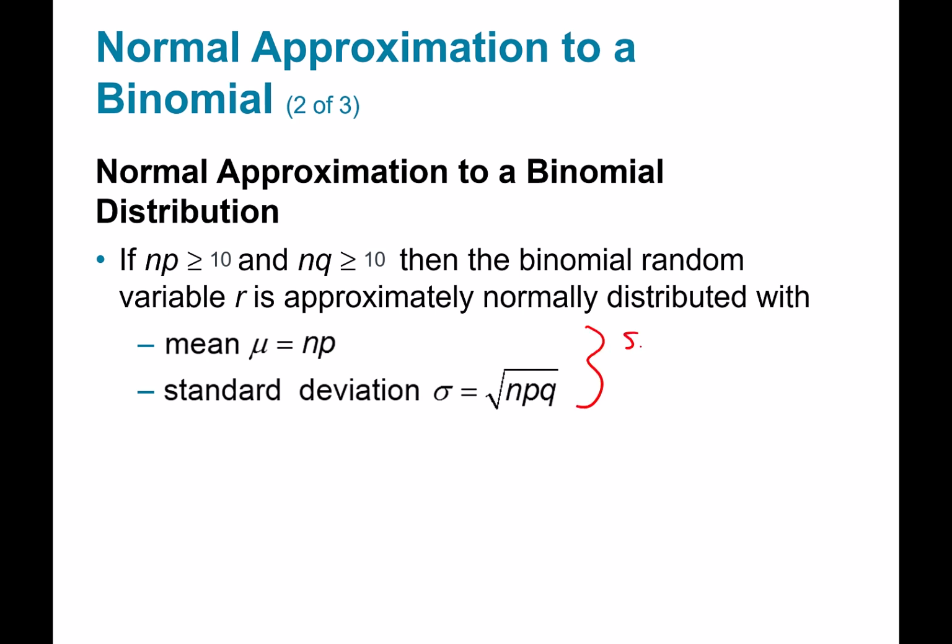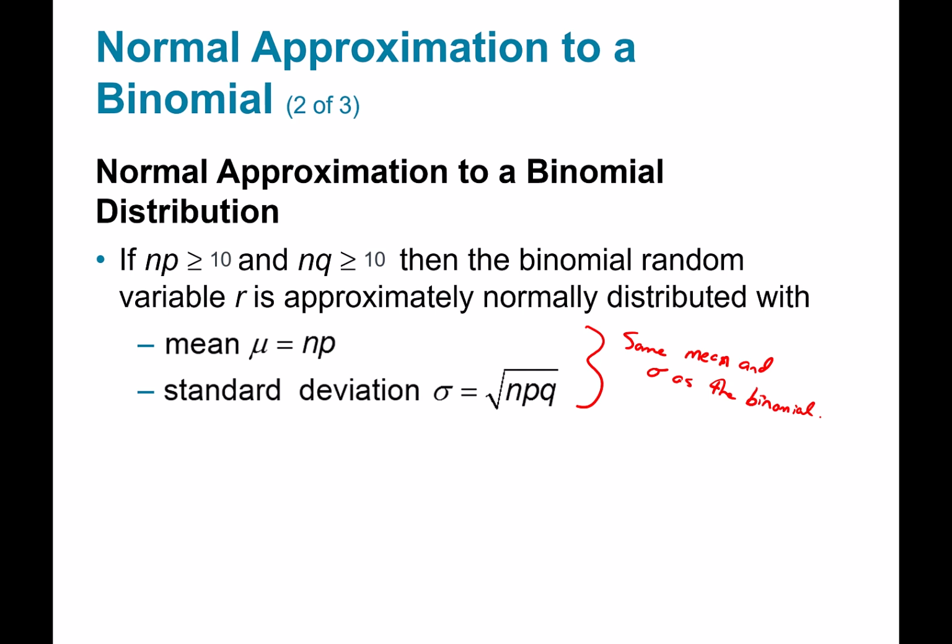Notice these are the same mean and standard deviation as our binomial distribution. So the mean and standard deviation of our normal distribution that can approximate our binomial distribution are going to be the same as the binomial distribution itself. Makes sense because, remember, mean and standard deviation measure where most of the data is, so our center, and then how that data spreads out away from the mean, so our standard deviation.